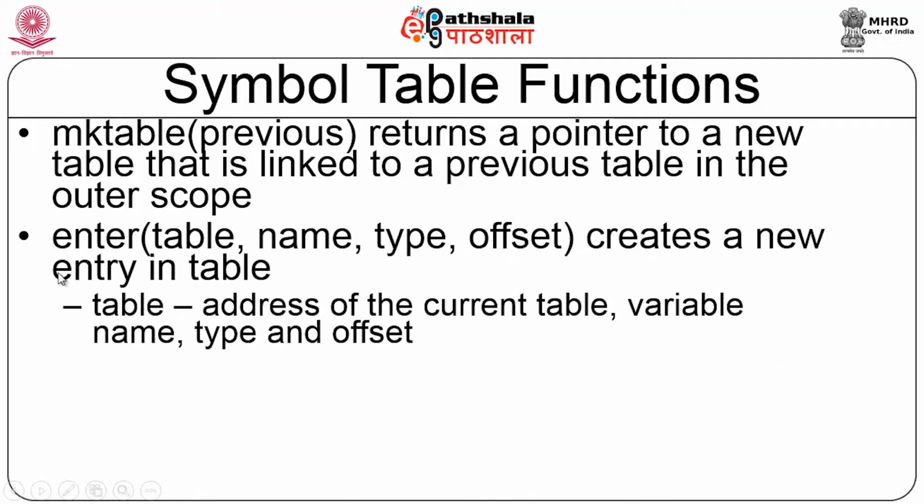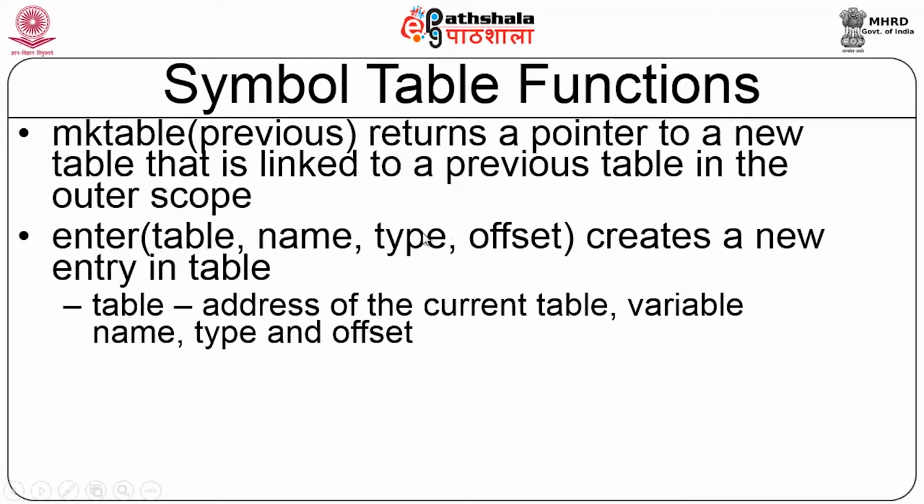The second function is called enter, where you have 4 arguments here called table, name, type and offset. This is used to create a new entry in the symbol table. That is, once I have created a symbol table, I have to add the variables pertaining to that particular function. So, how do I do that? That is done with this enter function call, where table refers to the address of the symbol table in which I have to add a variable, and name here refers to the variable's name.